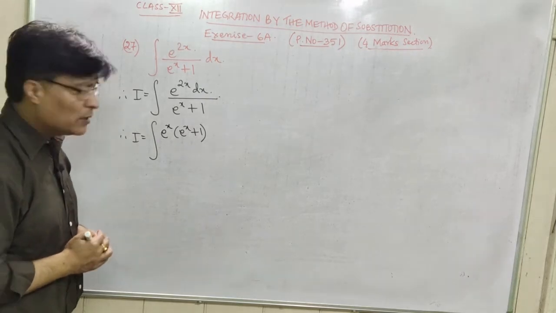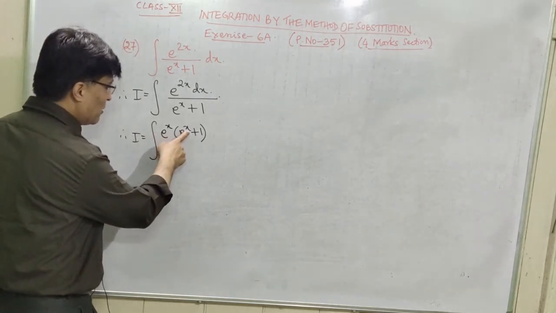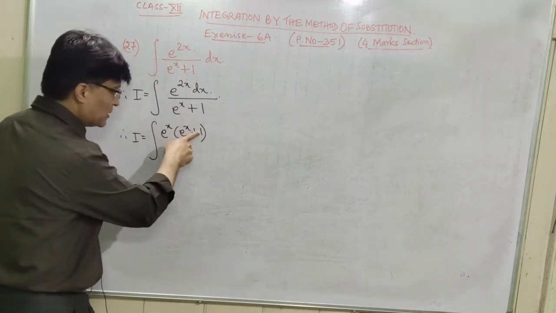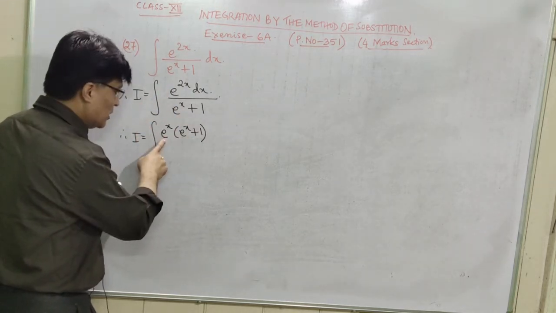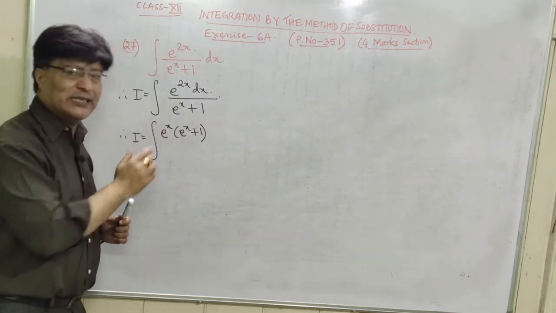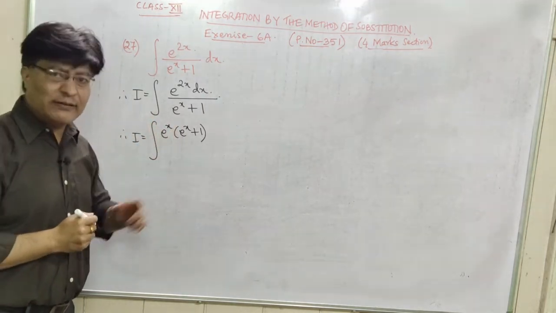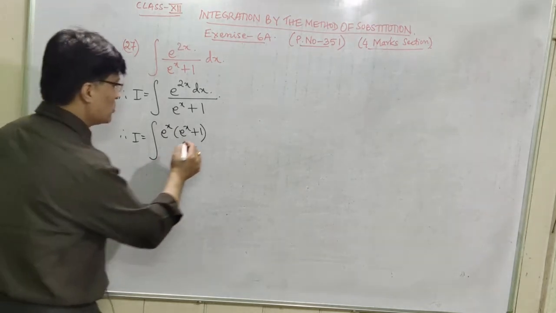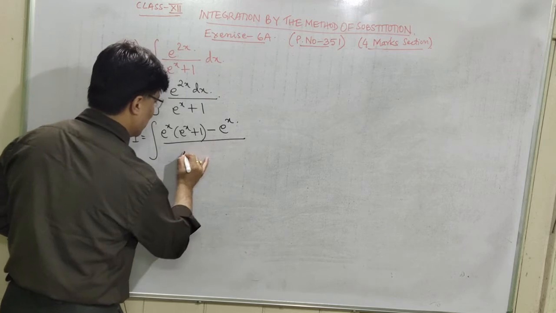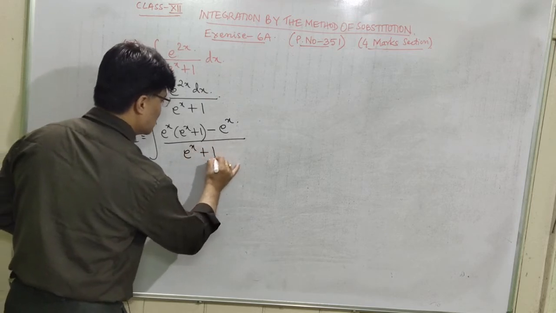Is that clear? So if you multiply e to the power x by e to the power x, you are getting e to the power 2x. But there is 1 again here. So e to the power x into 1 is e to the power x, plus e to the power x is added there. But is there e to the power x there? No, you have to subtract it. So it is minus e to the power x divided by e to the power x plus 1.